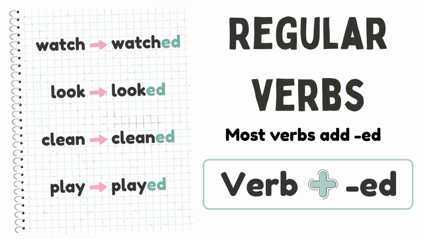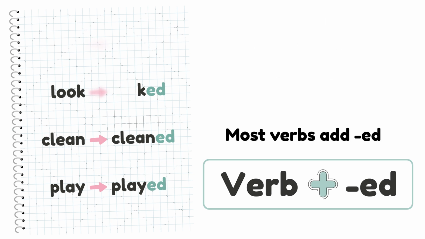For regular verbs, we're going to add ed to the base form of the verb. So most verbs, you only add ed to make it in the simple past tense. For example, watch becomes watched with an ed. Look becomes looked. Clean becomes cleaned. Play becomes played. All we did was add ed to these verbs to put them in the simple past tense.